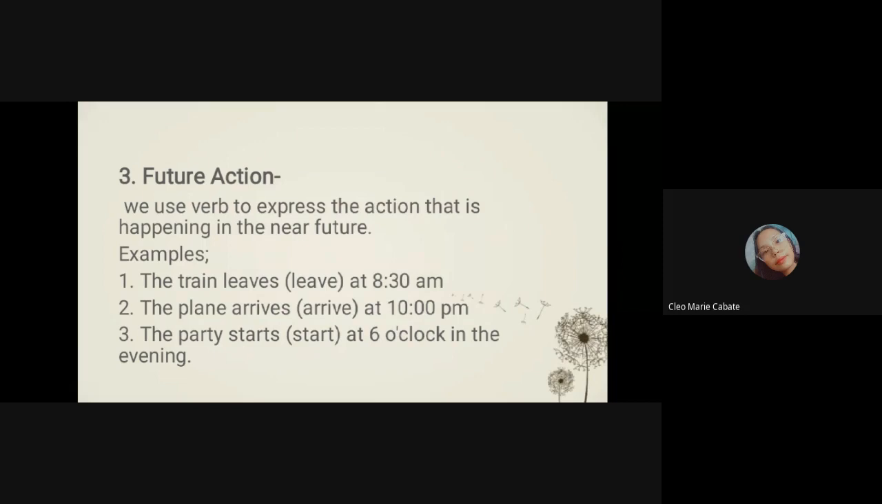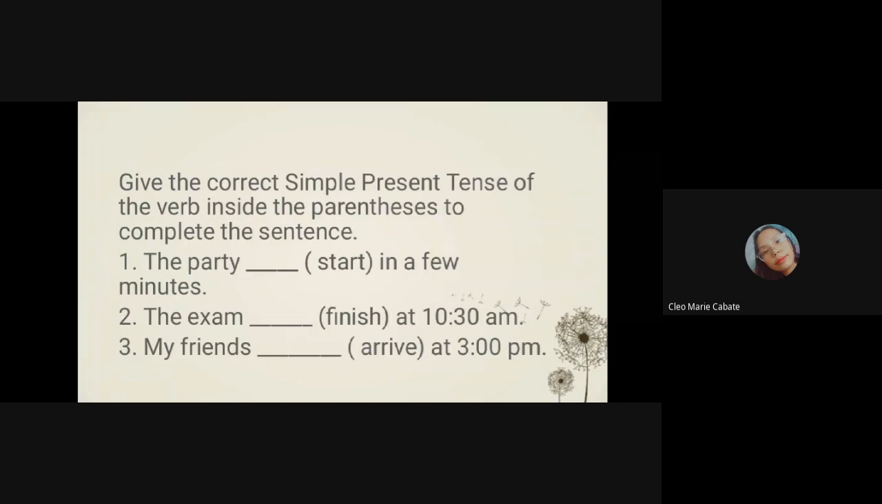Next, future action. We use the verb to express an action that is happening in the near future. Example: the train leaves at 8:30 a.m. Number two, the plane arrives at 10 p.m. The party starts at 6 o'clock in the evening. Our verb will be starts. We will add S or ES to the verb. Okay, try to answer this again using future action. Okay. Are you done?